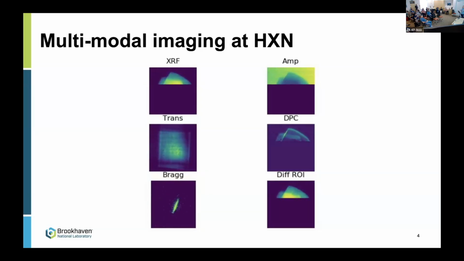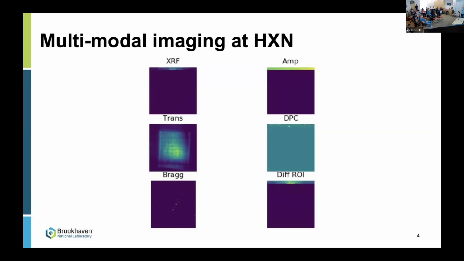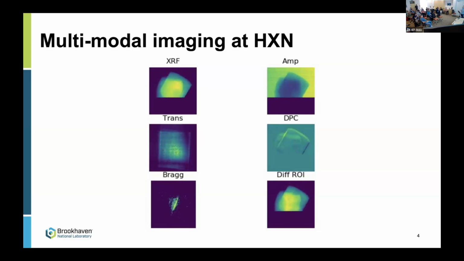The first panel is the intensity summation on a certain fluorescence peak. And the second panel is the transmitted scattering pattern. If we plot the integration of the transmitted signal, we can obtain the absorption contrast image. And if we analyze how much this pattern jitters in X and Y direction, we can obtain a differential phase contrast image. And the third panel is the Bragg diffraction pattern. Again, if we plot the integrated Bragg diffraction intensity, we can obtain a diffraction contrast image.